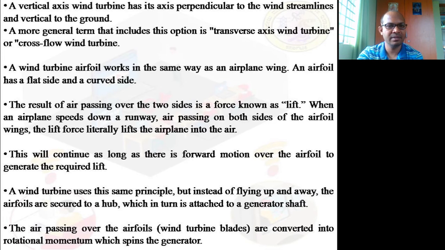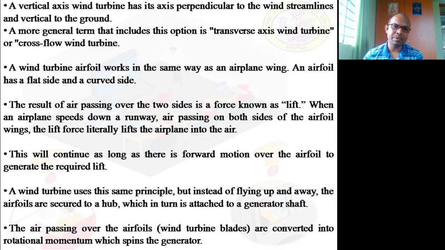A wind turbine airfoil works in the same way as an aeroplane wing. The aerofoil has a flat side and a curved side. The result of air passing over the two sides is a force known as lift.